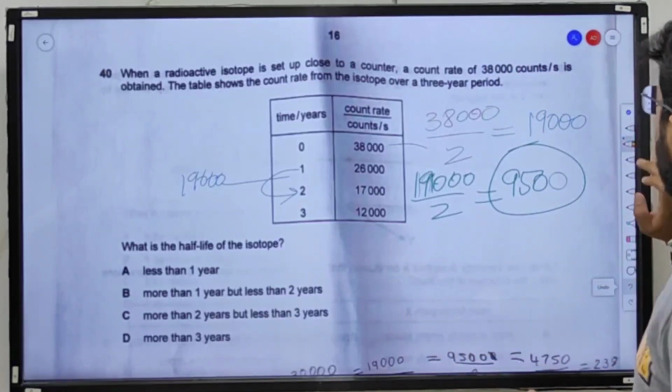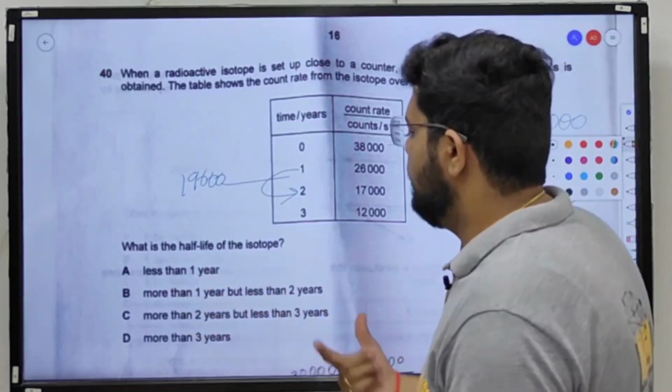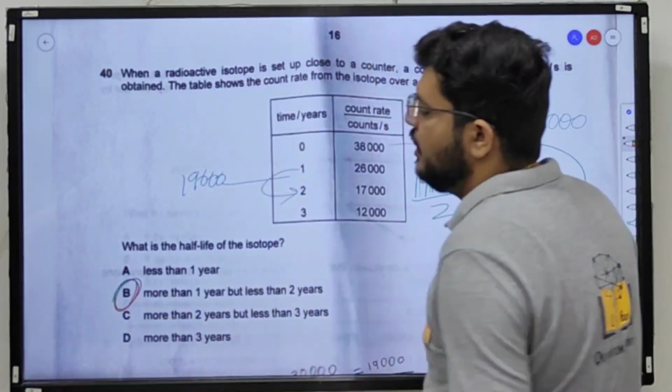So it's between 1.5 years and 2 years. Okay, so more than 1 year, but less than 2 years. More than 2 years, no. Only option B is the correct answer.